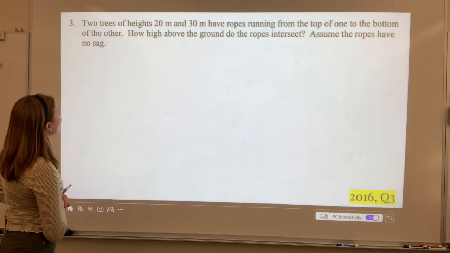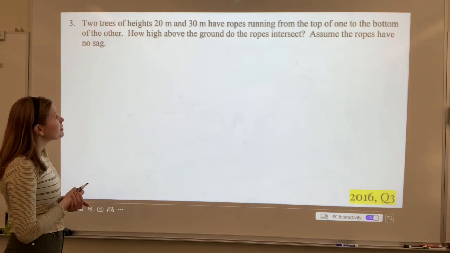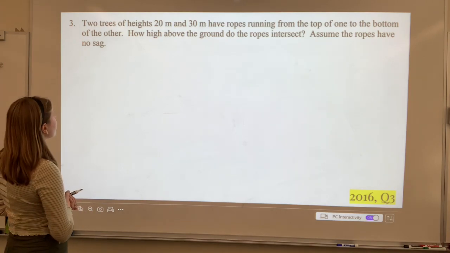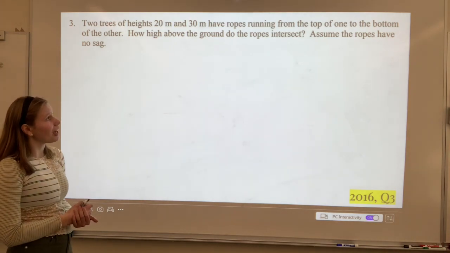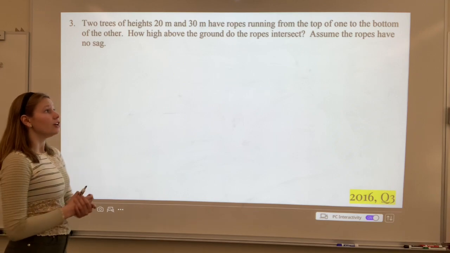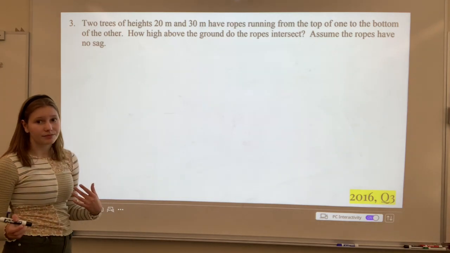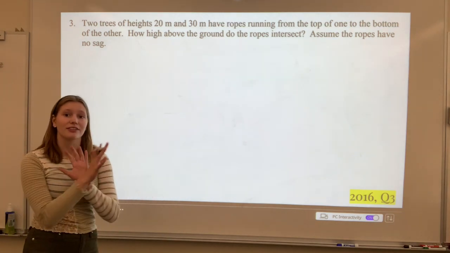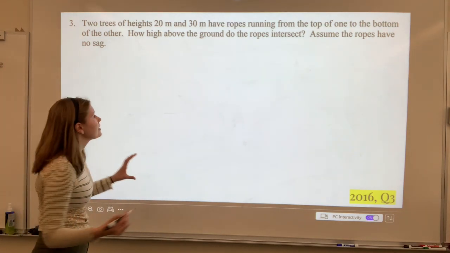So, 2 trees of heights 20 meters and 30 meters have ropes running from the top of one to the bottom of the other. How high above the ground do the ropes intersect? Assume the ropes have no sag. So, I'm just going to start by drawing this out. Sometimes it's easier to visualize things.